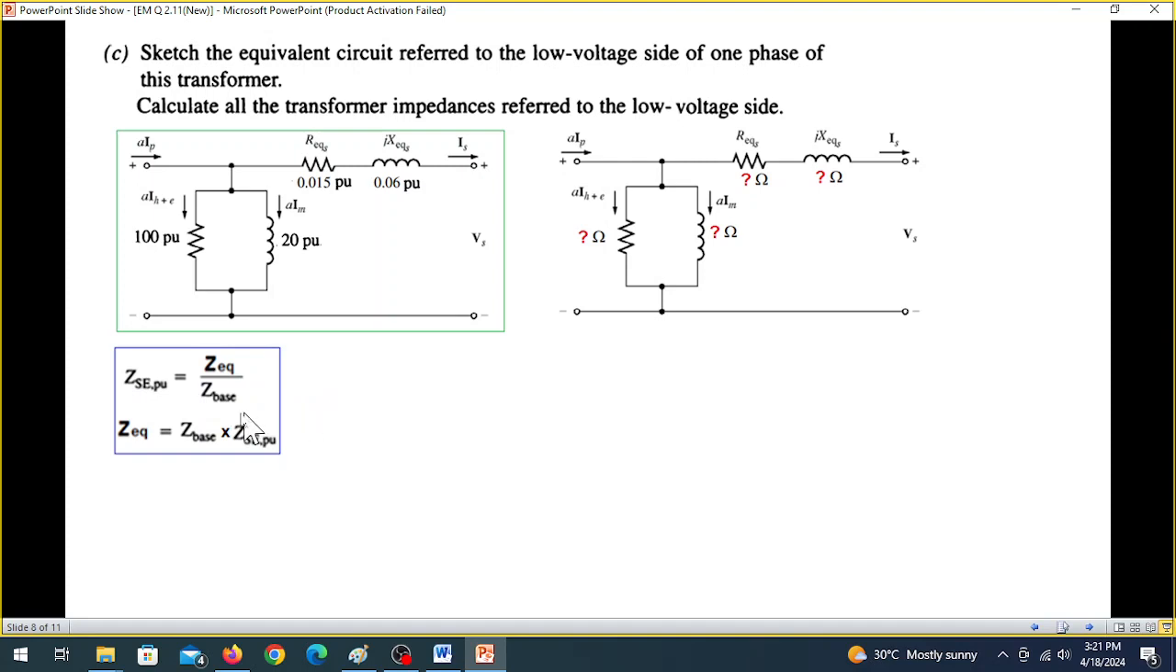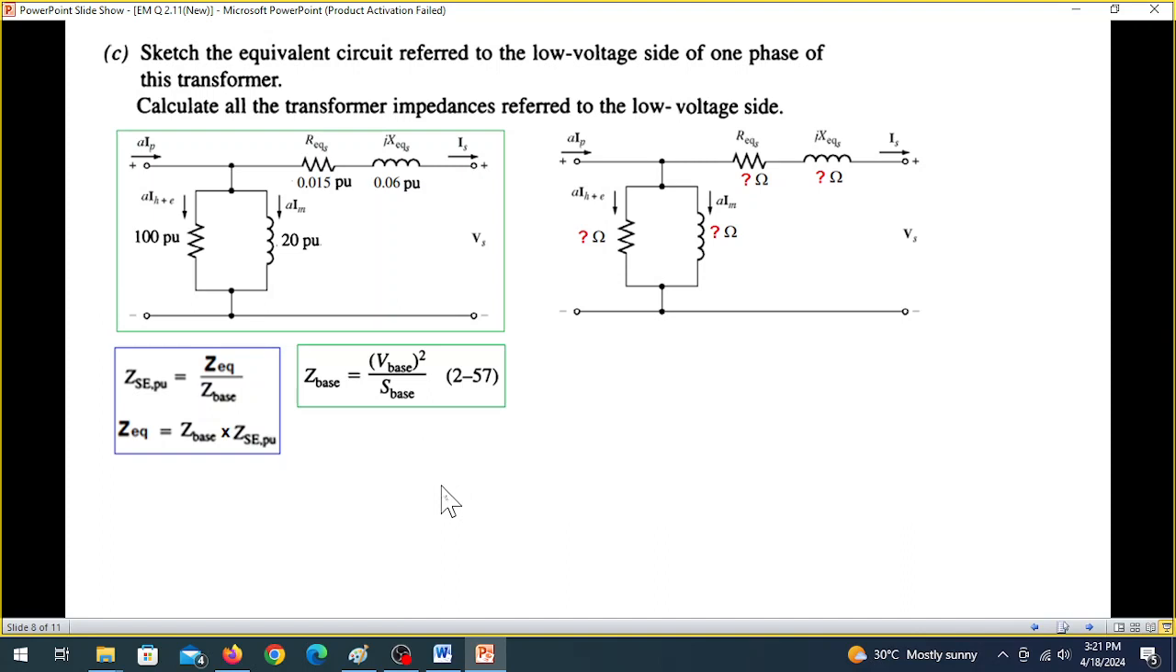Now this is the formula. We have Z equivalent in PU. These values are given. We have to find Z equivalent in ohms. So we can say Z equivalent in ohms is equal to Z base into Z equivalent in PU. Z equivalent in PU is given, Z base we have to find out. And how do we find that out? This is the formula for Z base: V base square divided by S base.